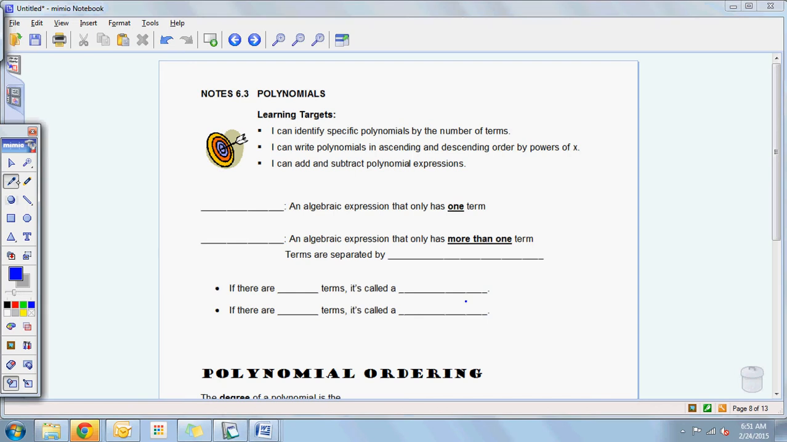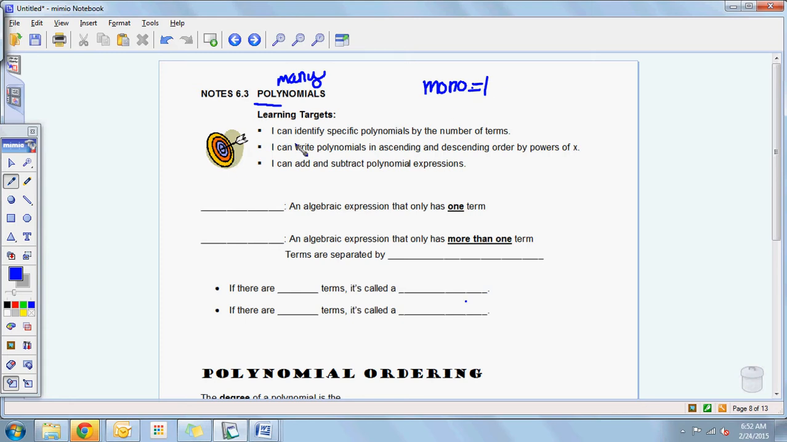This is your Section 3 notes. We're going to be talking about polynomials today. If you ever heard the prefix poly before, you know that that means many or multiple. And we've been dealing with monomials, and that only has one term. That's what that prefix means. So polynomials are going to have many terms, not just one.